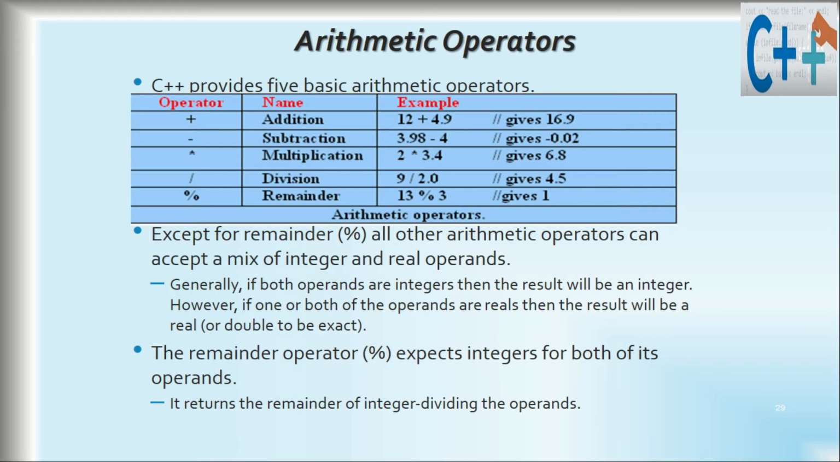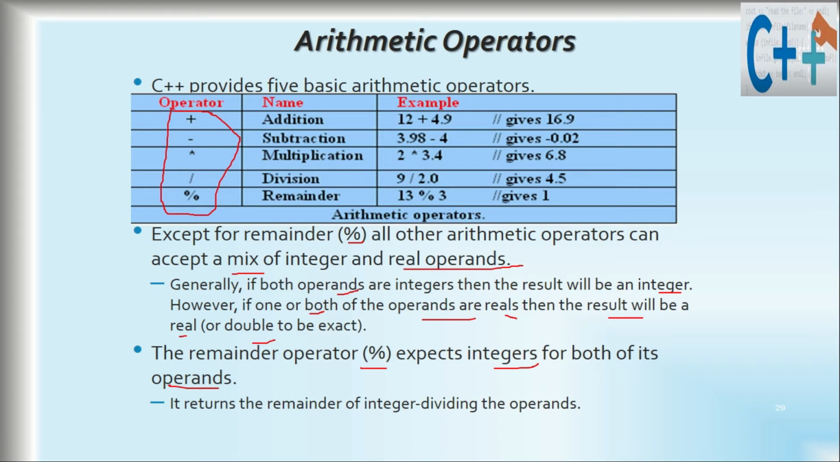C++ provides arithmetic operations, as you see, this one. For example, this gives us this. It is common and ordinary information for you. Except for the remainder or modulus operator, the other arithmetic operators can accept a mix of integer and real operands. Generally, if both operands are integers, then the result will also be an integer. However, if one or both of the operands are real, then the result will be real, or double to be exact. The remainder operator modulus expects integers for both of its operands.